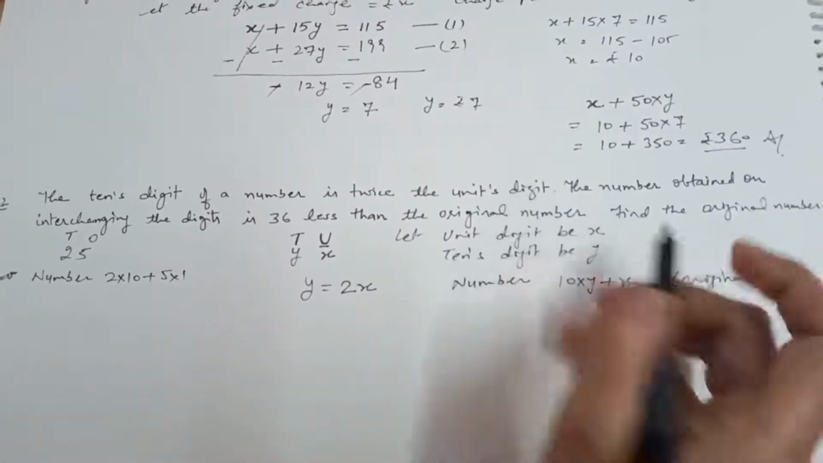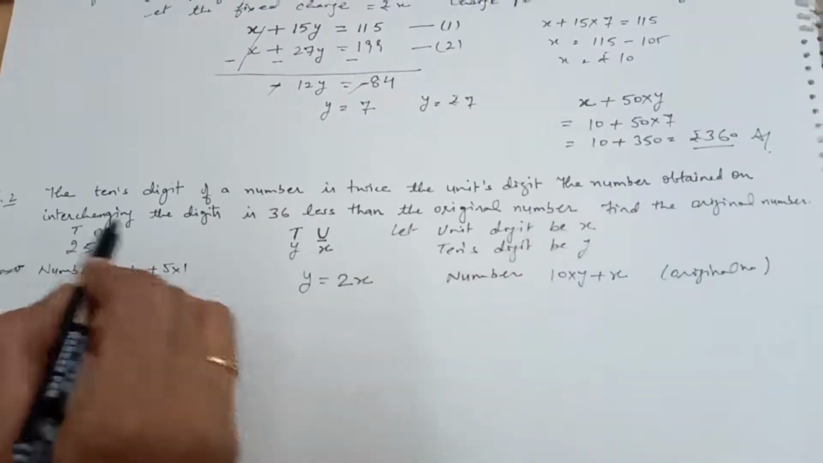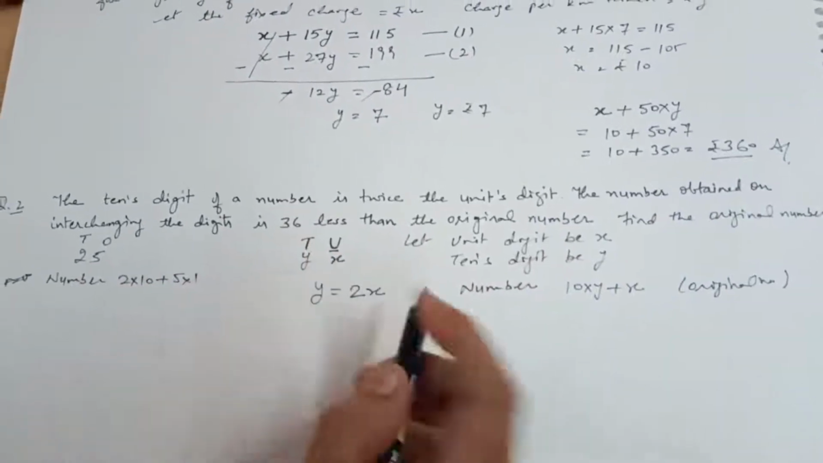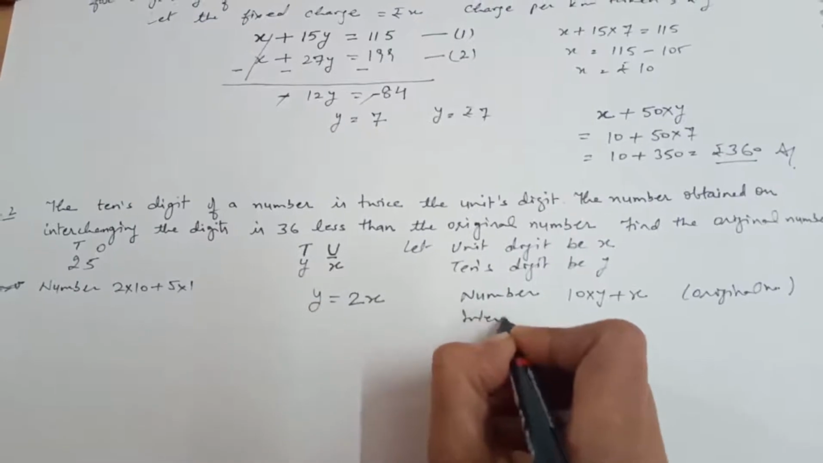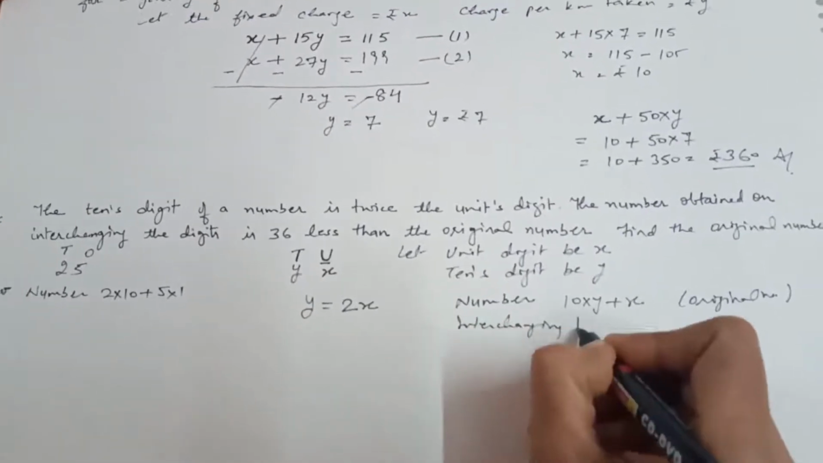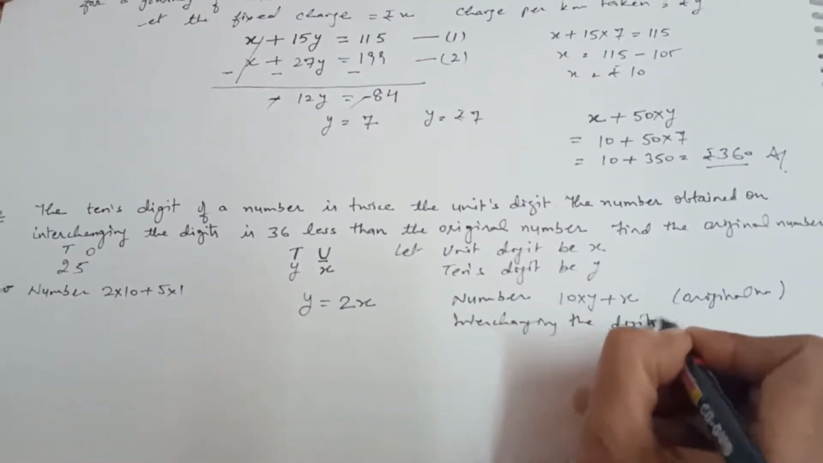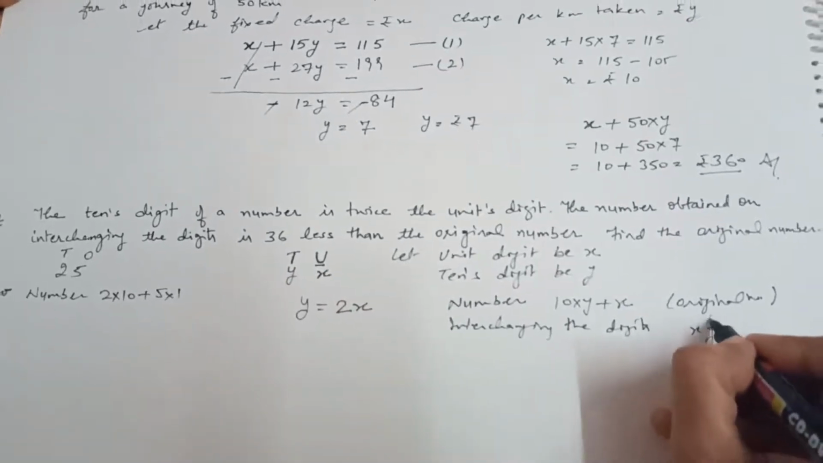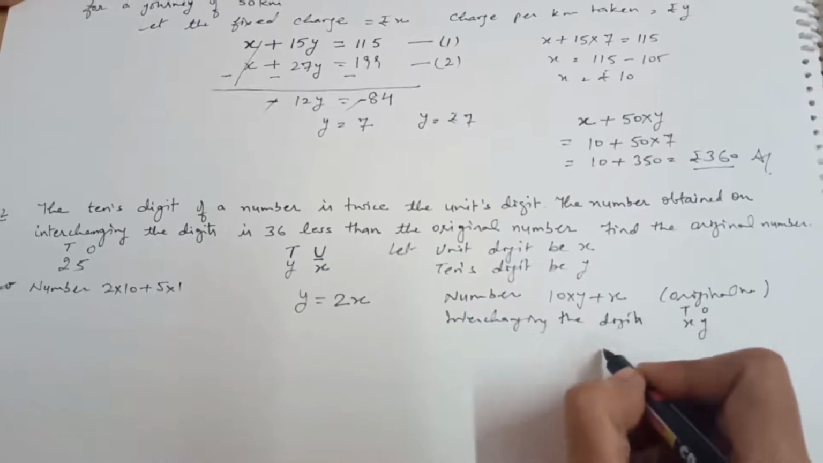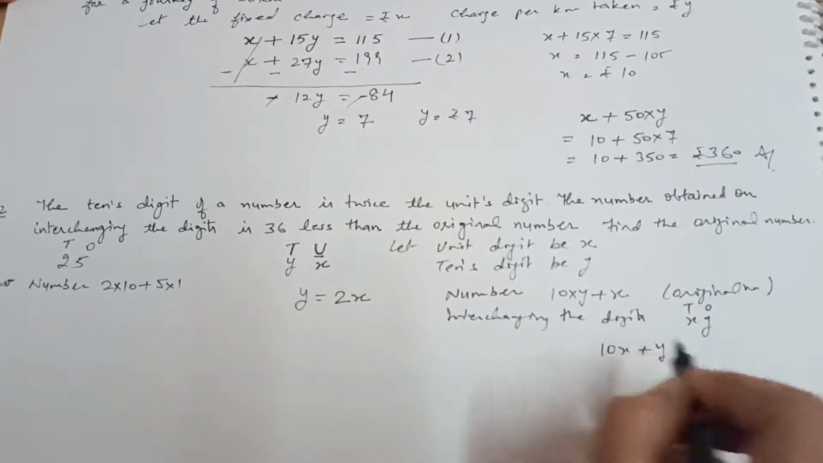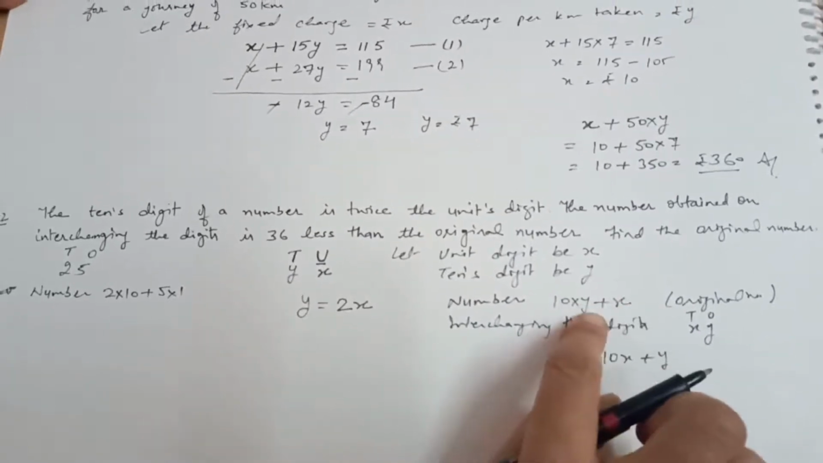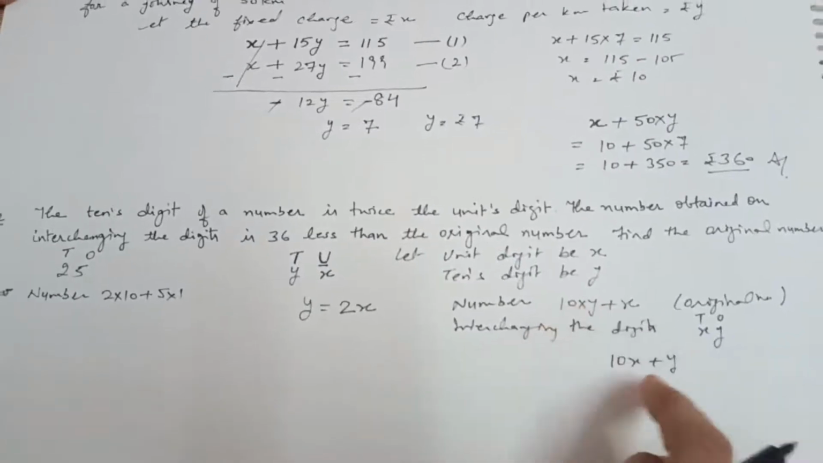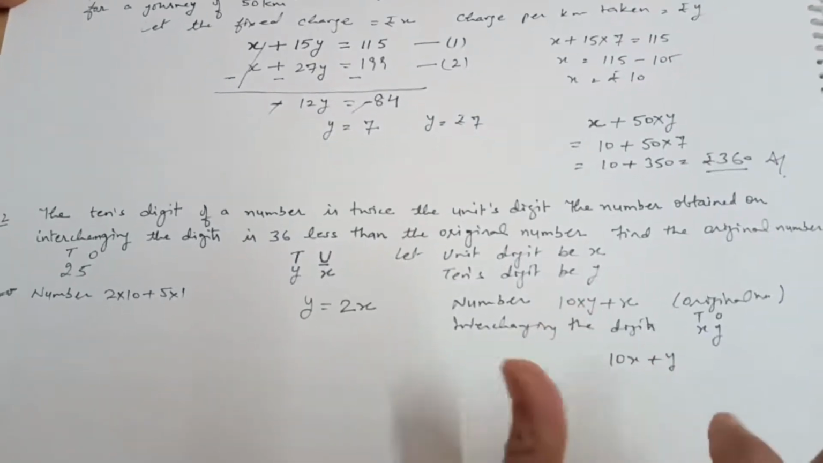Now listen to the language again. The number obtained on interchanging the digits. Interchanging the digits means that yx becomes xy now. This is the ones place and this is the tens place, so it will be 10x plus y. Y की जगह x आ जाएगा, x की जगह y.